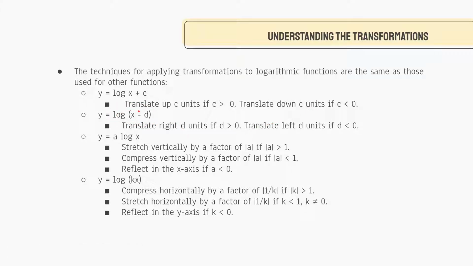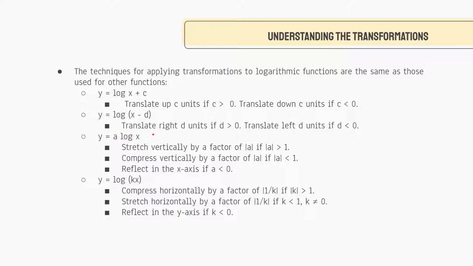The same thing goes for d. Again, if we see a d value, that means we are horizontally translating something. So if d is greater than 0, we're moving d units to the right. If d is less than 0, we're moving d units to the left.